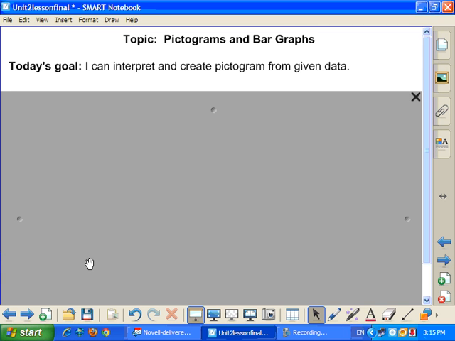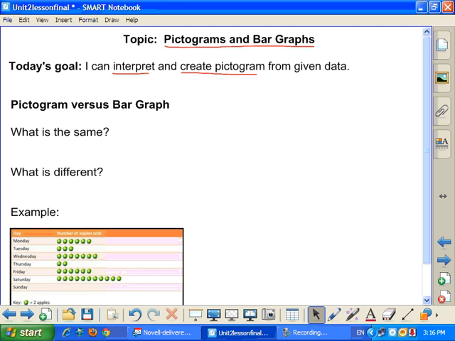Hello, welcome back. So today we are looking at the topic of pictograms and bar graphs, and the focus is on the pictogram. I'm going to talk about bar graphs briefly here. So I can interpret and create a pictogram from given data. So the first question is, what is a pictogram? Sometimes known as pictographs.